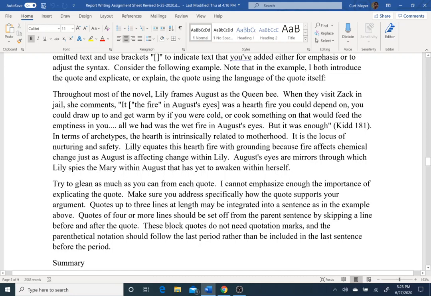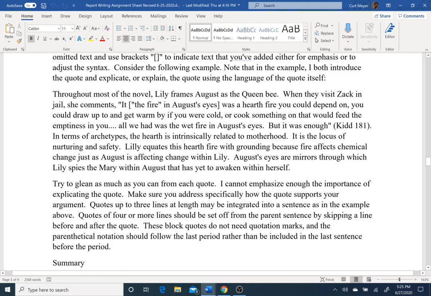Now note here, this is an ellipsis followed by a period, right? Or rather, I'm sorry, it's a period followed by an ellipsis. This indicates that, and if you look at the actual edition of the novel that I use for this, there's like a page of description that goes on before I hit the next part of this quotation. But I don't need it, right, to make my point, so I don't use it. All we had was the wet fire in August's eyes, but it was enough. Now this is MLA in-text citation. More on that to follow, and there'll be, of course, some examples.